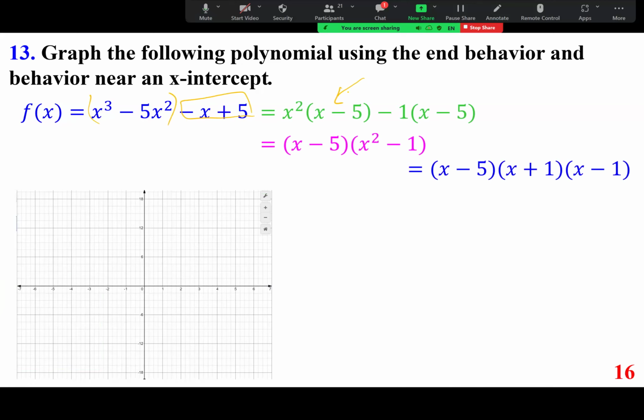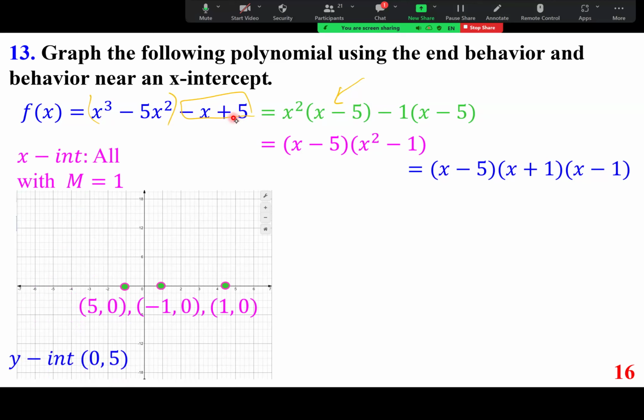So we have 3 x-intercepts: 5, 0, negative 1, 0, positive 1, 0, and all of them have a multiplicity 1. So those are the 3 pairs. Y-intercept, it's easier to go to the original one. It's just 0, 5.